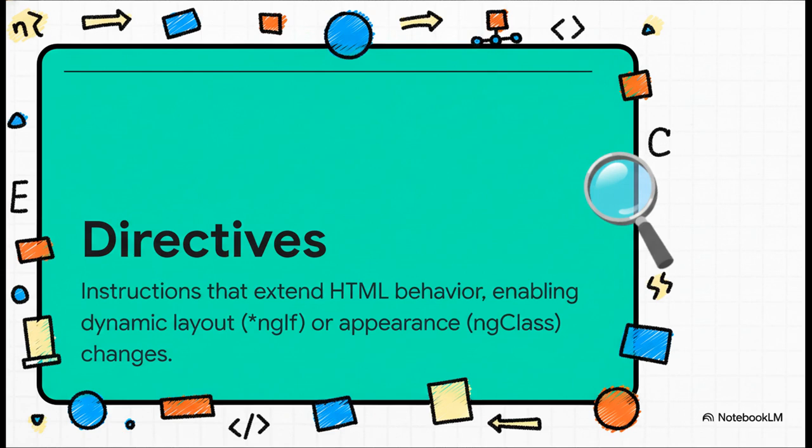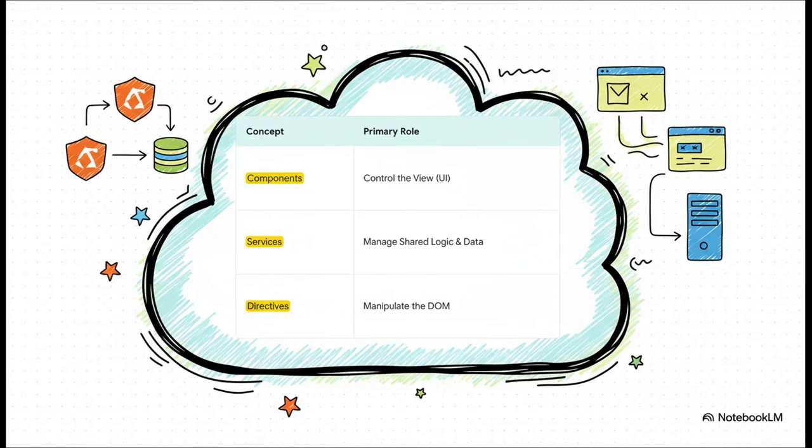That's a directive called ngIf. Or you can take a list of items and tell your app to create a new element for each one. That's ngFor. They basically bring your static HTML to life with logic. So let's just recap that real quick, because it's important.